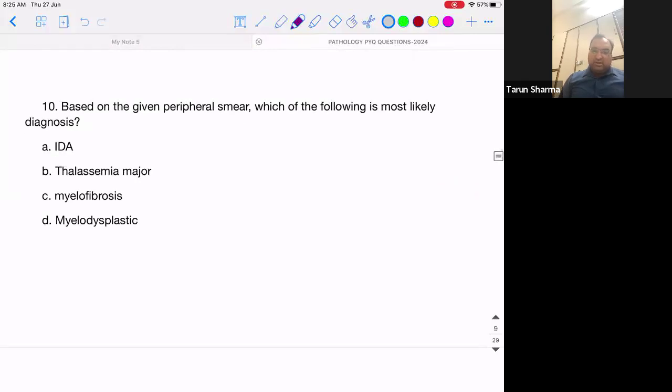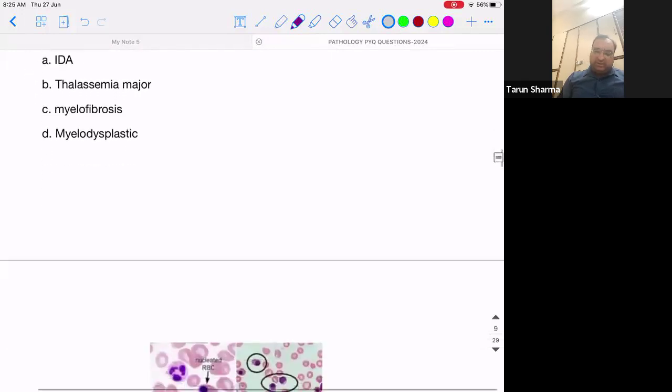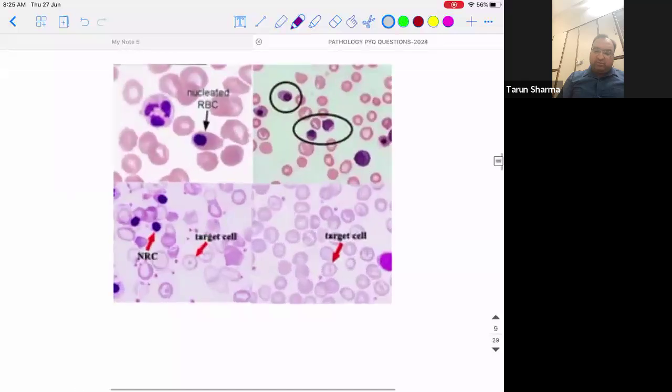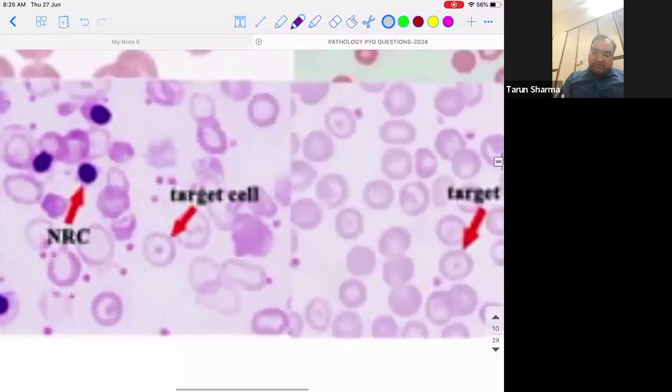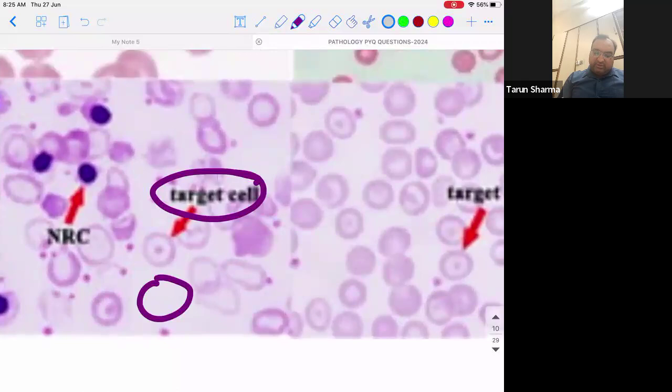Question number 10. Based on the given peripheral blood smear, which of the following is your most likely diagnosis? So let's see the peripheral blood smear. Very important, so many clues are given to you. In this first clue, the RBC is there, and in the RBC you can see there is a nucleus also. That is called nucleated RBCs. In this picture also you can see the nucleated RBCs. In this third picture, you can see the target cells. Like these, RBCs will be there, and you are going to see the target RBC.